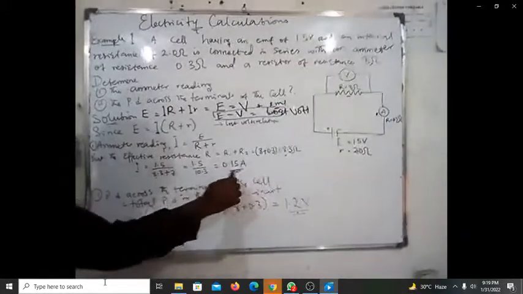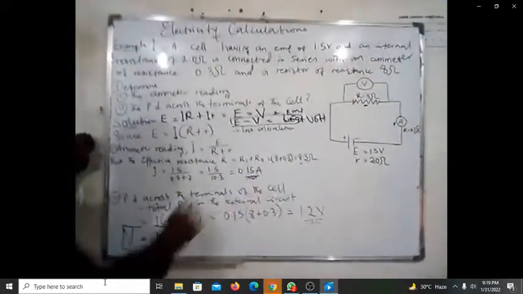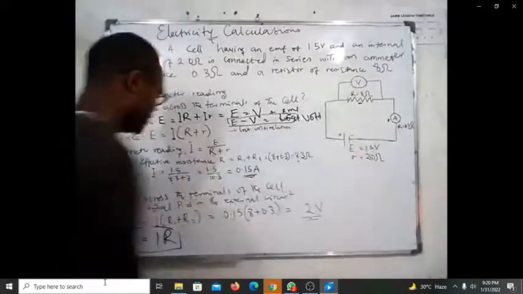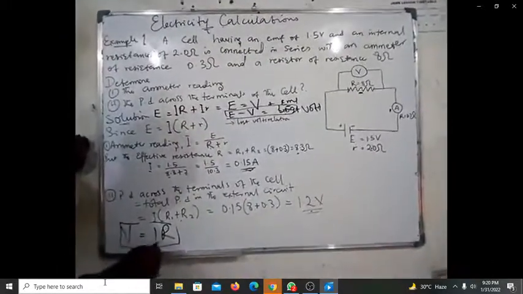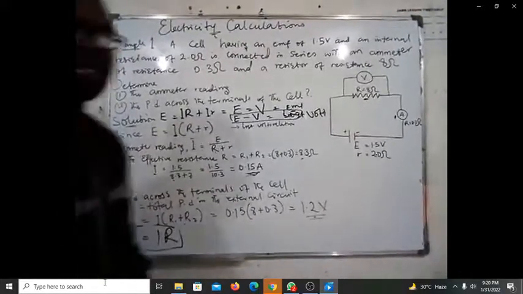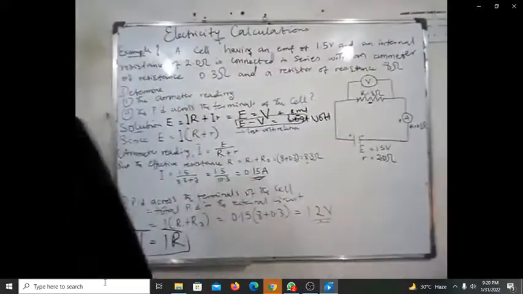Solve for I. Then use the value of I, which is the current that you've got, and multiply it by the effective resistance of the external circuit to get the voltage, which is what you are asked. Is that clear? Is that clear?